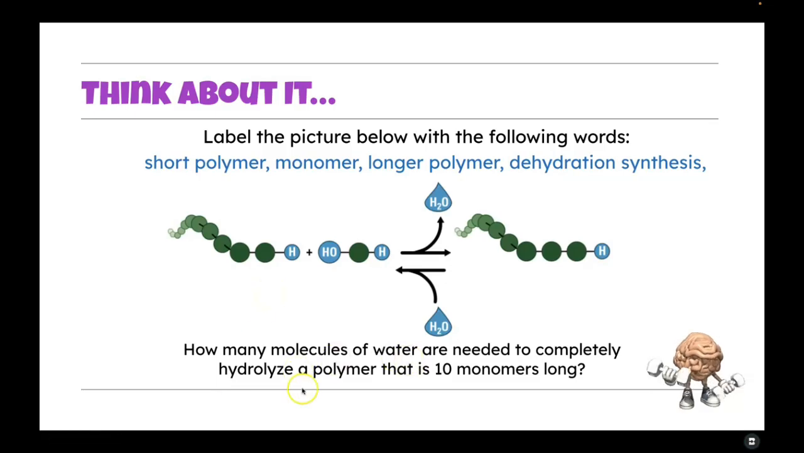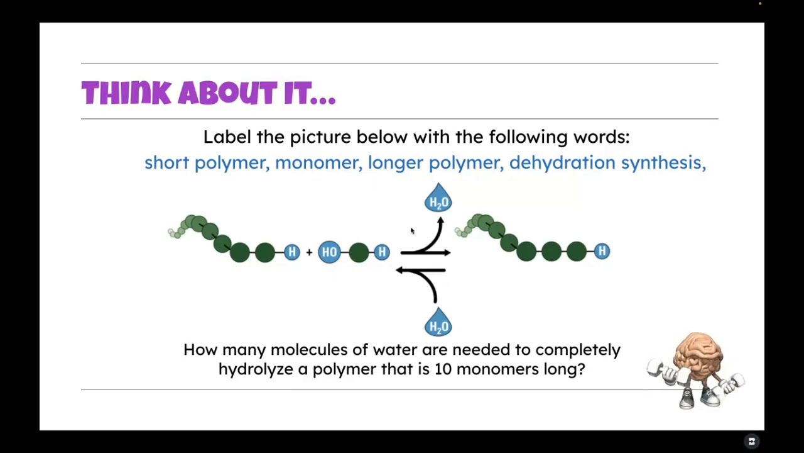Alrighty, and so for example, if you had 10 monomers, so you could have your fingers near each other. So those are 10 monomers, and make sure your thumbs are near each other. How many water molecules do you think that you're going to need to completely hydrolyze a polymer that is 10 monomers long? All right. How many water do you think you need? Alrighty, and so if you have your 10 fingers next to each other, even your thumbs, you want to count the bonds within, so all the spaces.